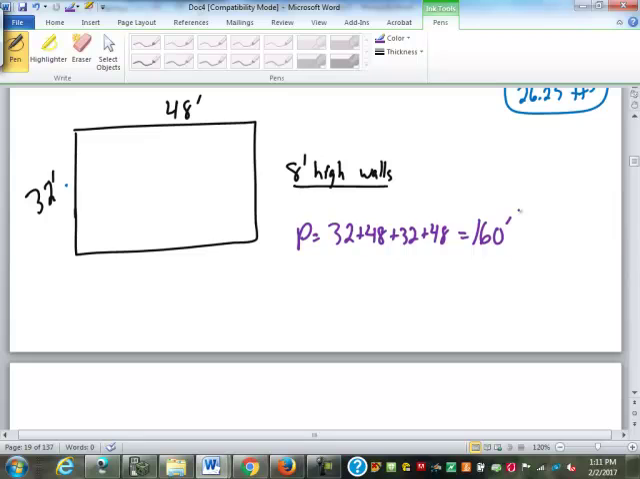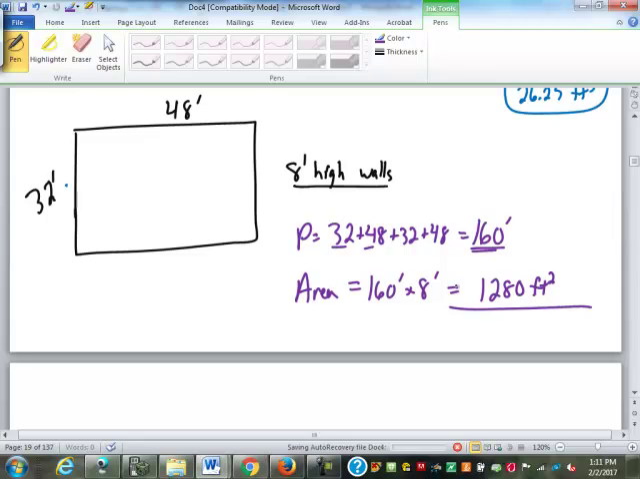Easiest way to find our square feet is just to find the perimeter of the basement, which is how much? 32 plus 48 plus 32 plus 48 is 160 feet. And this is basically a lateral area. Take that perimeter, 160 feet, times the height of 8 feet, which is 1,280 square feet. Does that look right? Yeah. So that is the area of my wall.